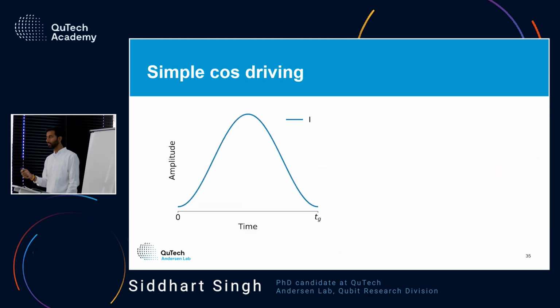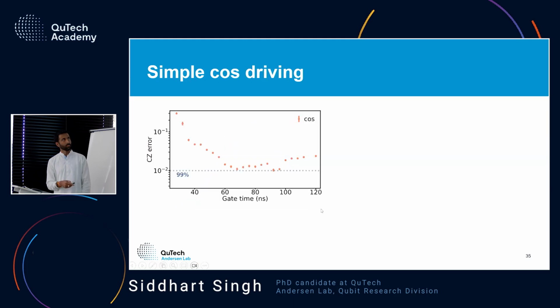Okay, so we started with thinking about simple pulse shapes to start with. We chose cosine pulse envelope where the amplitude looks like this, going from 0 to the gate time Tg. And this is what the performance looks like, where you have the error of the gate on the y-axis and the gate time increasing on the x-axis. Generally, as you decrease the gate time, because of more leakage, the error goes up. And as you increase the gate times, the error comes down. But at some point, your qubit decoherence kicks in, and then the error starts increasing again. So this is a general trend which you see in superconducting qubits.